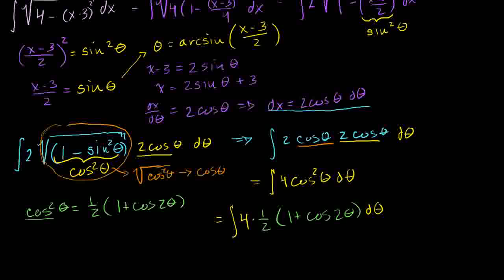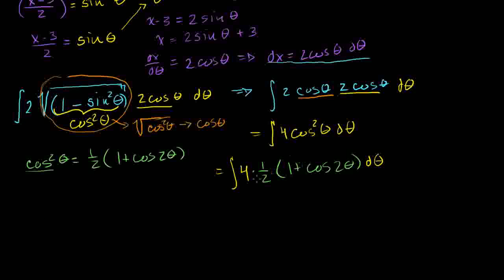dθ. Now, this looks easier to deal with. So what is this? 4 times 1/2, that's 2. So my integral becomes the integral of 2 times 1, so it's 2, plus 2 times 2 cosine of 2θ, all of that dθ. Now, this antiderivative is pretty straightforward.